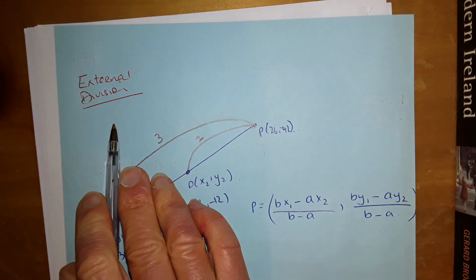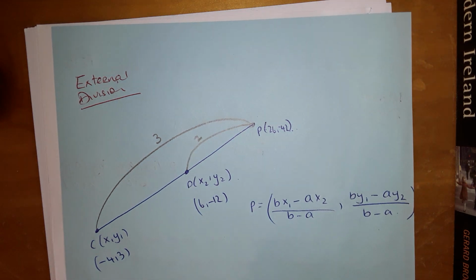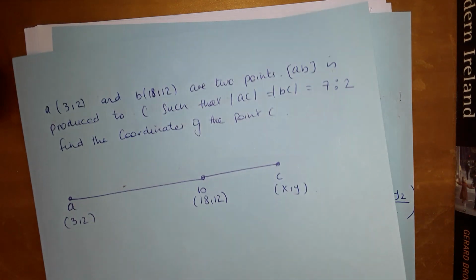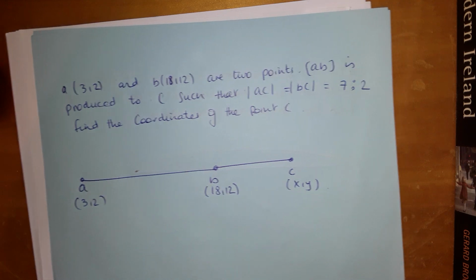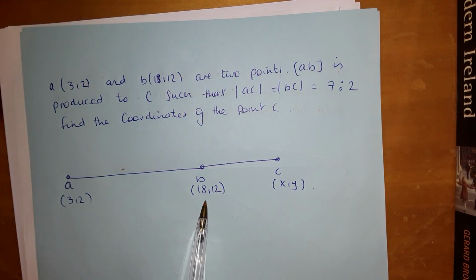So that's your external division. So you have the two of them done. One is external, one is internal. Another way it could be written would be something like this. A is the point (3, 2). B is the point (18, 12).